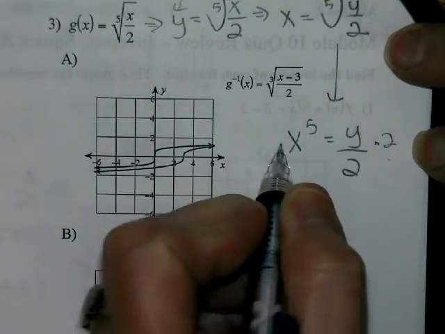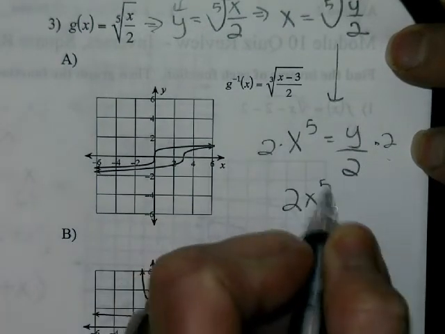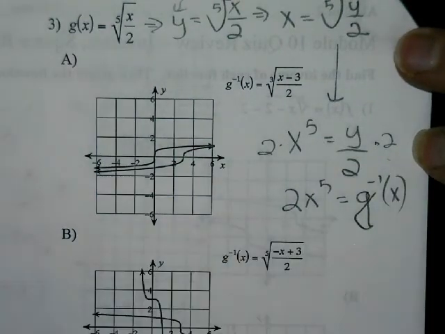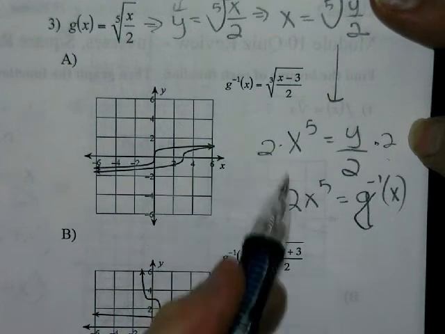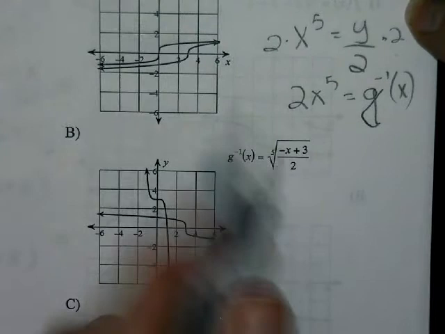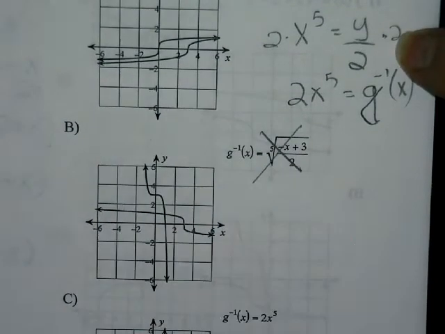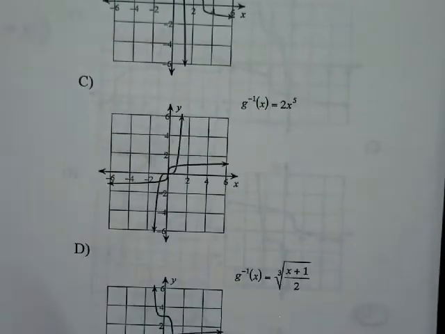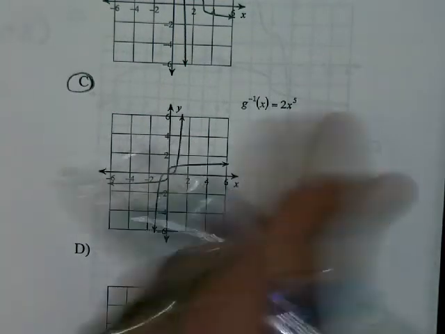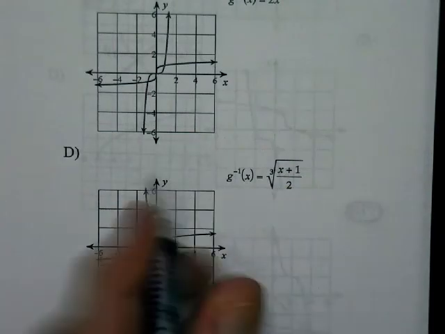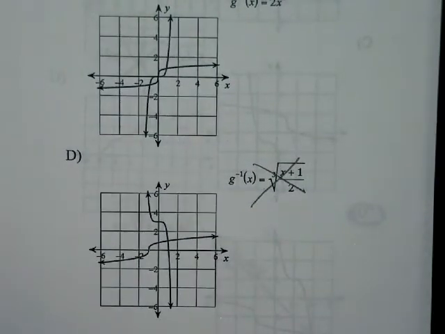Make it a little messy, a little less messy. Multiply both sides by 2, so 2x to the 5th is my inverse of g. Okay, so the inverse of a 5th root is not a 3rd root, obviously. Again, the inverse of a 5th root is not a 5th root. It's got to be the power versus the root. It looks like C is that, because it's the 5th power and it's multiplied by 2.